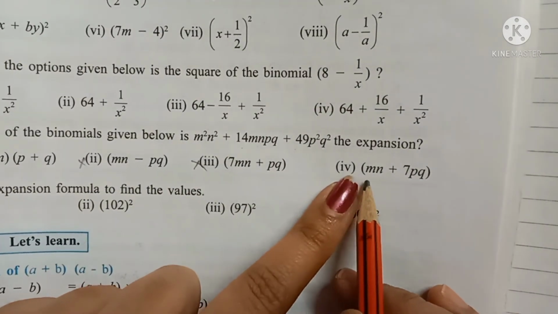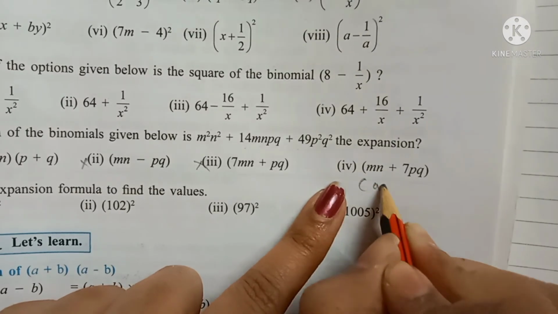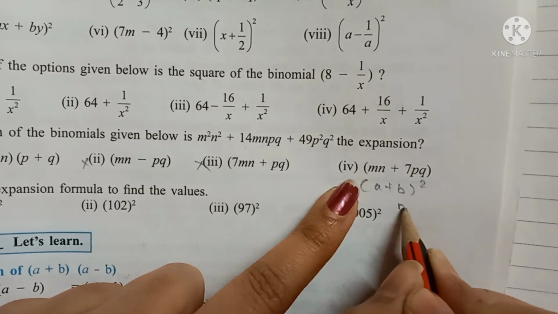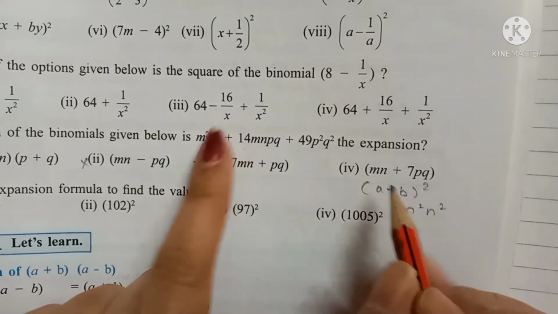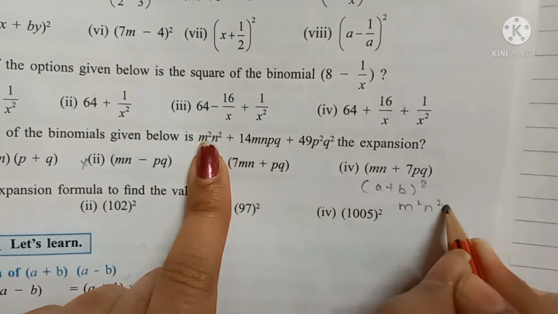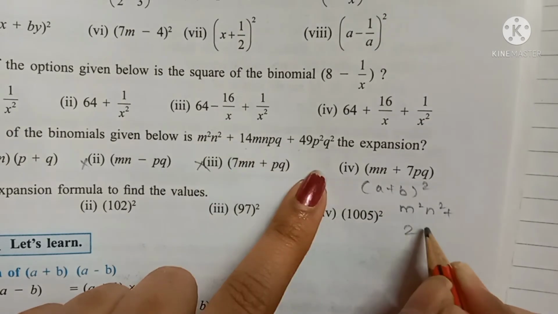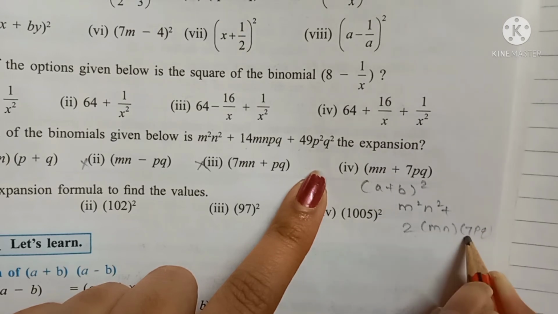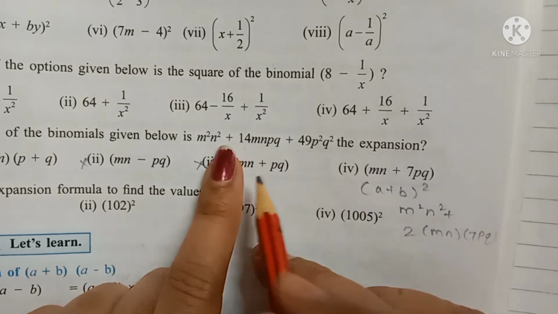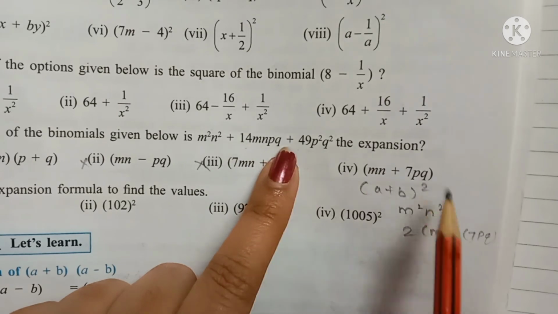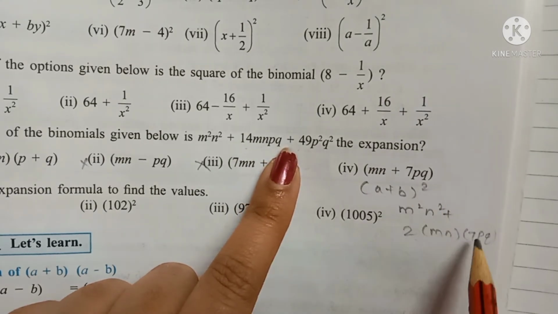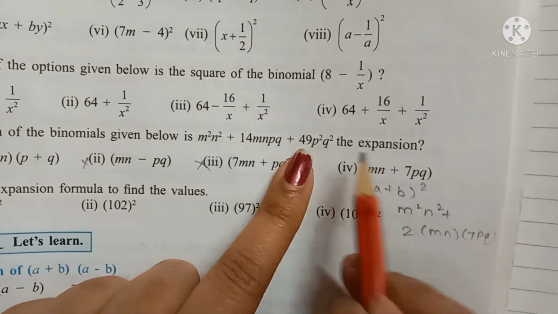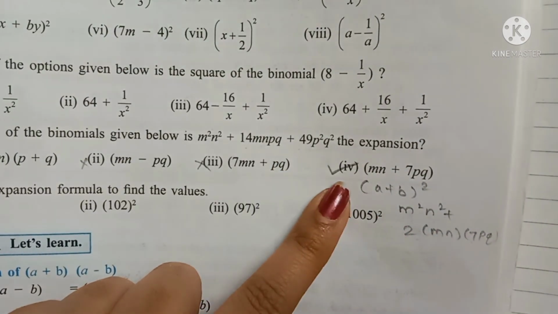Fourth option means (a plus b) square. Here a is mn, means m square n square, m square n square plus 2ab means 2mn into 7pq, 7 twos are 14mnpq, 14mnpq plus last term square. Last term means 7pq, 7 square is 49p square q square. Means our option number 4 is right option.